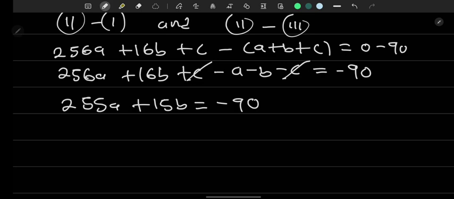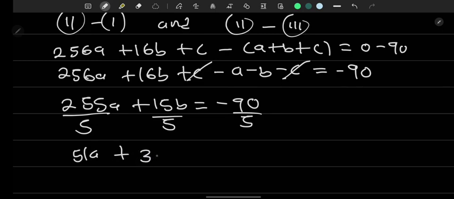And of course, this can be reduced to simplest form by dividing both sides by 5. So 255 divided by 5 will give us 51. 15 divided by 5, that's 3b. Then 90 divided by 5, I think that should give us 18. Okay, so this is in simplest form now.